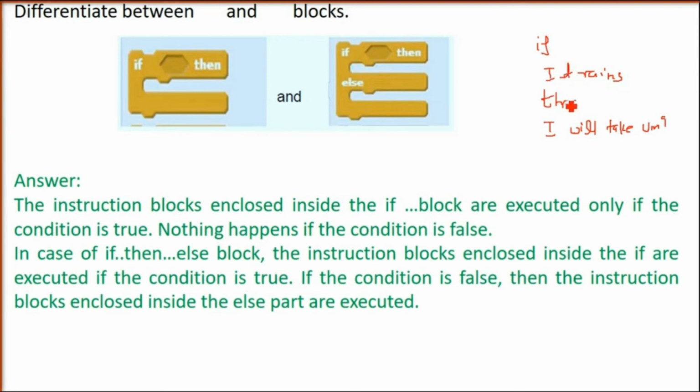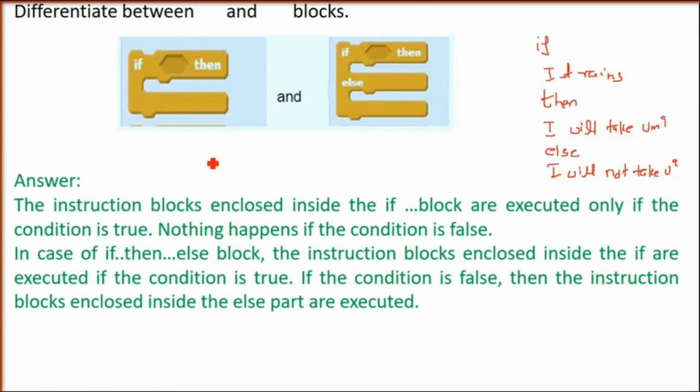But if it doesn't rain, then what? That is exactly what if-then-else is doing. If it rains, then I will take an umbrella. Otherwise, for that we use else: otherwise, I will not take an umbrella. I hope you got the idea. If something happens, then I will do this. If this thing doesn't happen, then else will come.